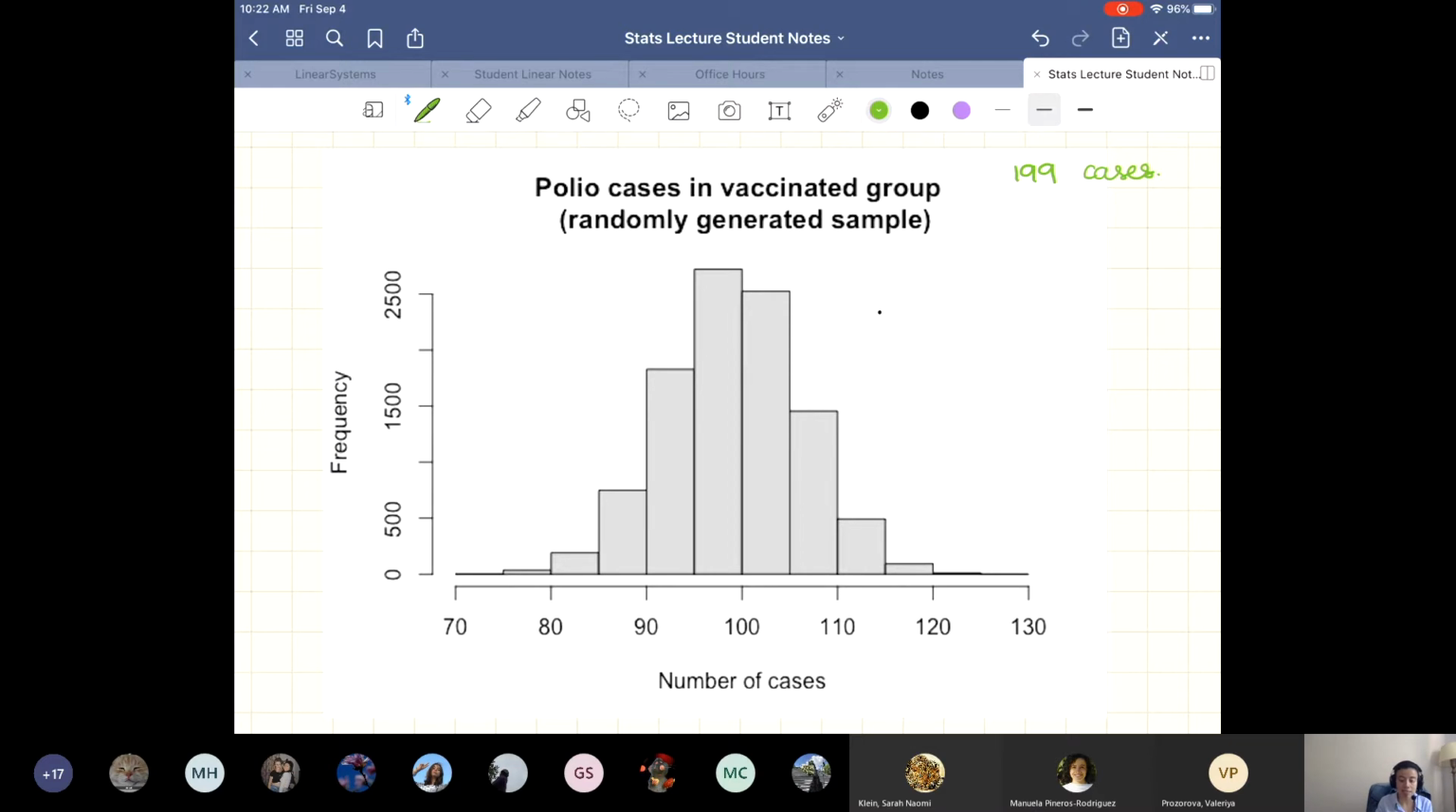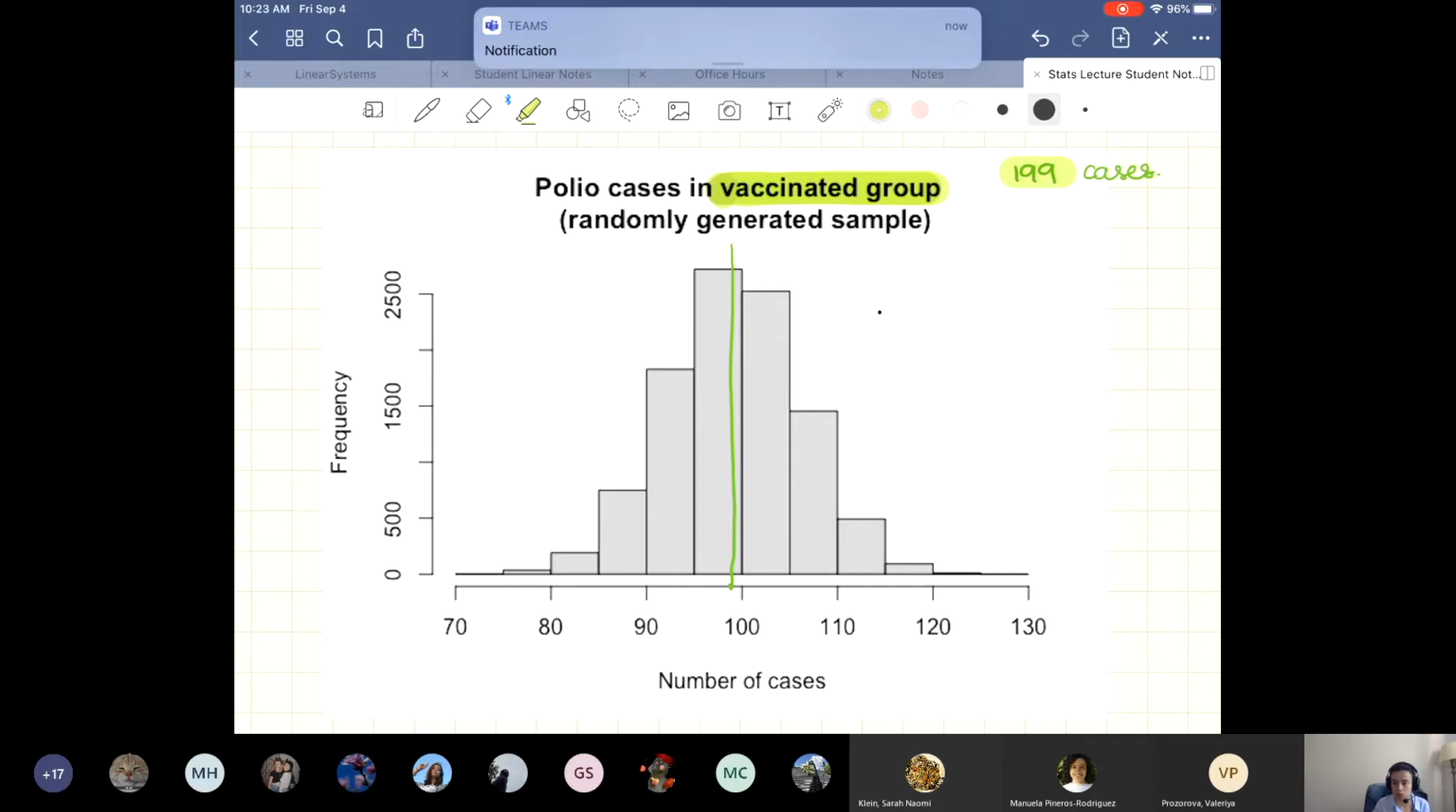What we're trying to do is randomly assign them to two groups, the placebo and the vaccinated. And so it makes sense that most of the time we're going to have about half of those cases in the group with the vaccine. Can I see a show of hands for everybody that understands that? Right? It makes sense that most of the time I have about half of the 199 within the vaccinated group.